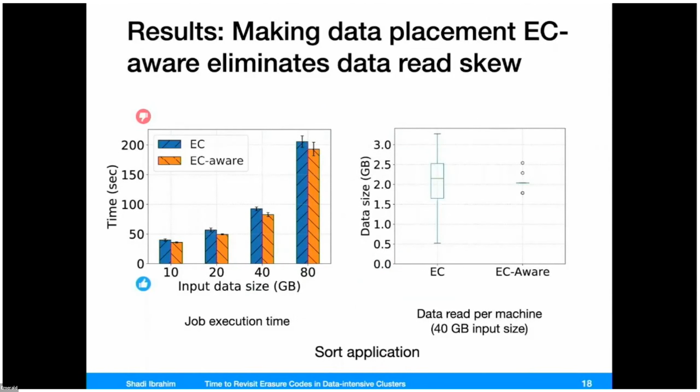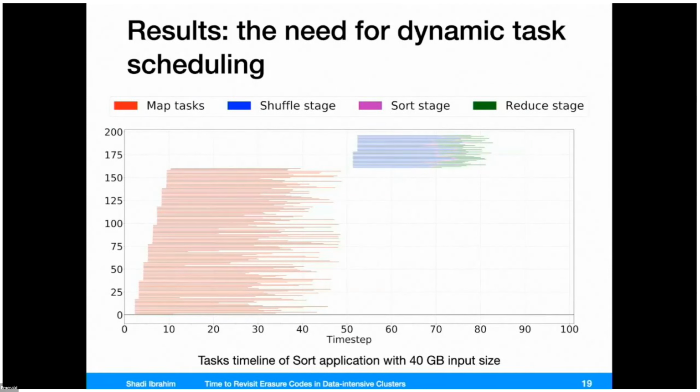First, as we can see, the job execution time is slightly improved when using EC-aware. This is due to the well-balanced load between data nodes. But when looking at the timelines of map and reduce tasks, we can still observe variation in map task runtimes under EC-aware. We think this is due to the order of reading data under EC and the imbalance of the number of requests at a time across data nodes.